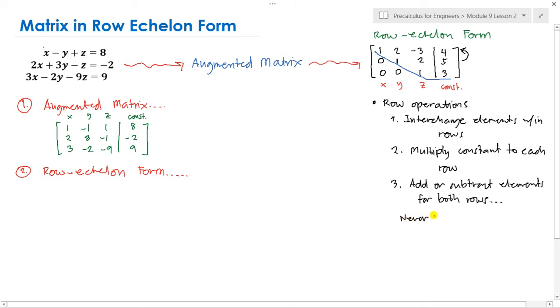So note, never multiply both elements in both rows. Meaning, if you have an element in row 1 and an element in row 2, you multiply them together, that is not allowed, class. It violates the row operations. So the three: you can interchange elements within the rows, multiply a constant to each row, add or subtract elements for both rows.